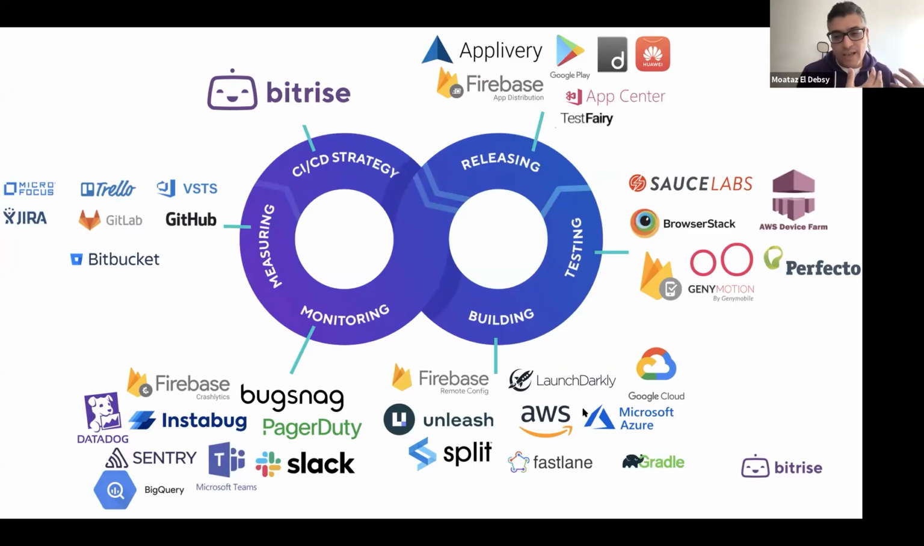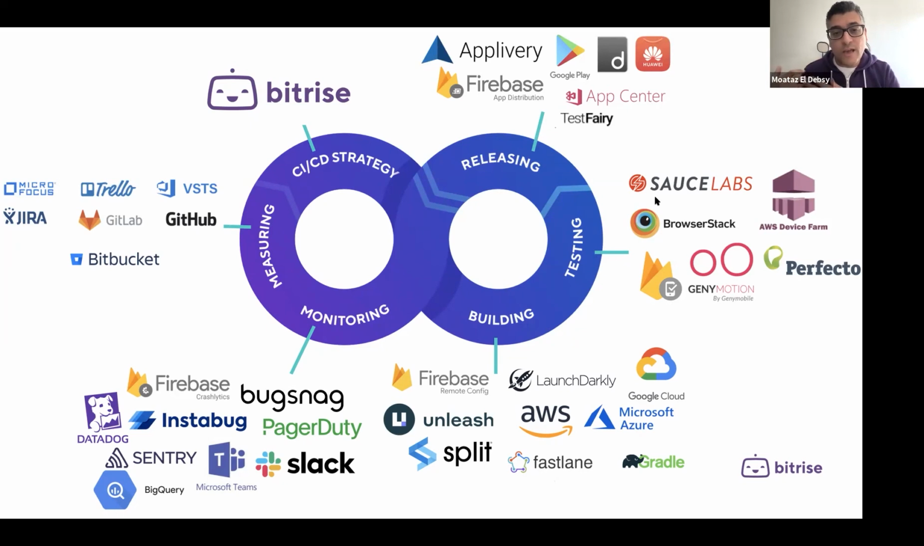Shall we deploy to the cloud like AWS or Azure? We are using Gradle to build the different tasks. Shall we use Fastlane to automate the tasks inside our application, and so on? And then for the testing, how can we test our application? We will use test automation.